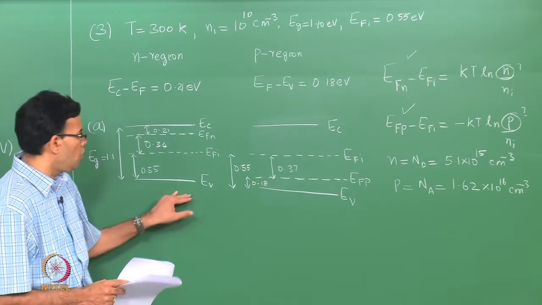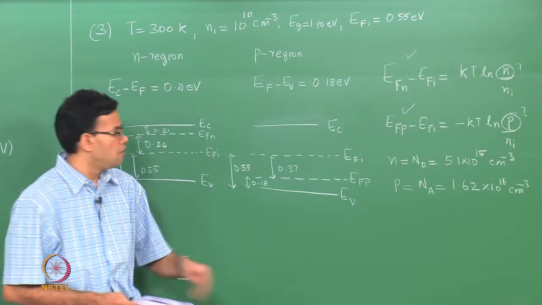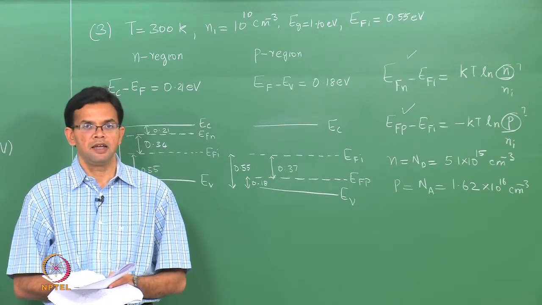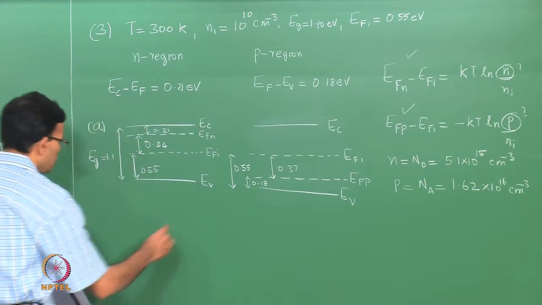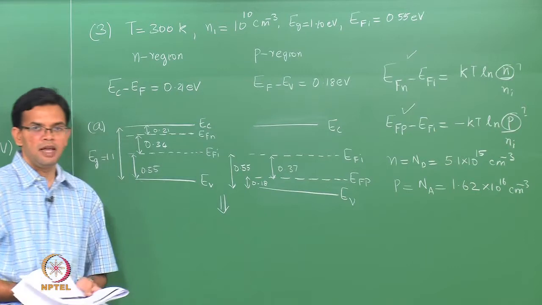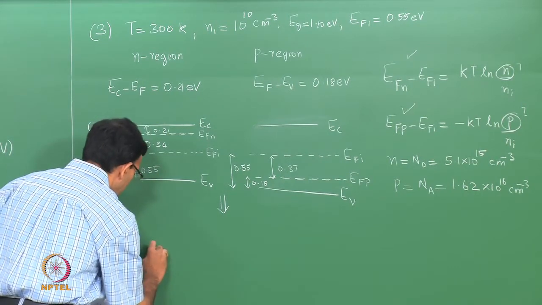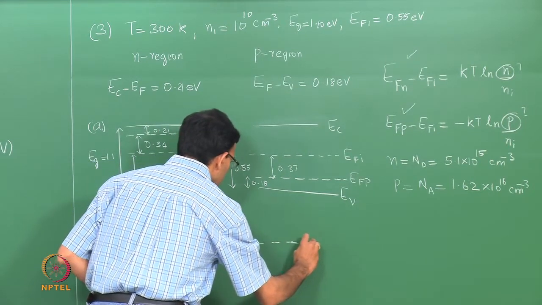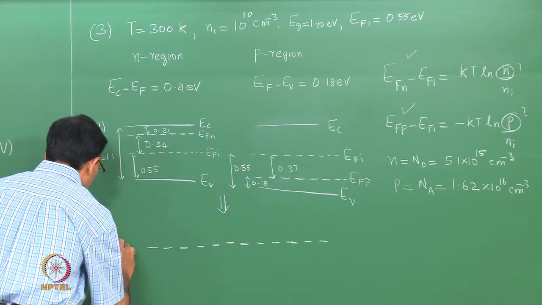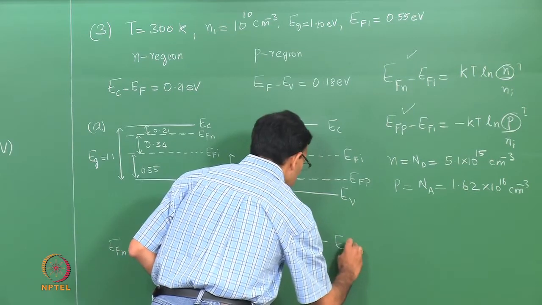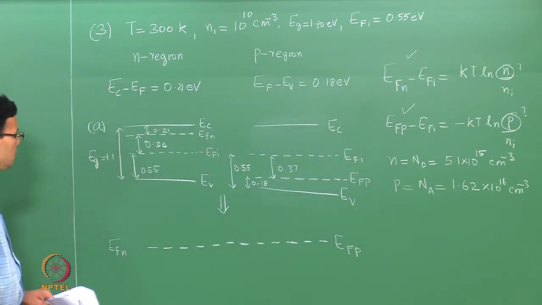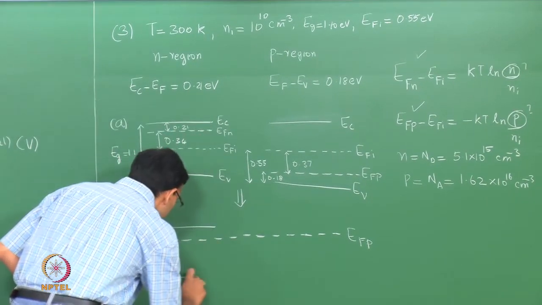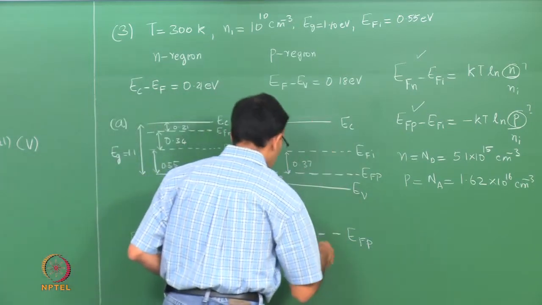So, we have drawn the energy band diagram separately. We also have the concentration of the electrons and holes. So, let me draw the energy band diagram when the junction is formed. To do that, we know that the Fermi levels must essentially line up at equilibrium. So, this is EFn, this is EFp. Far away from the junction, you still have an n-type semiconductor and you still have a p-type semiconductor.